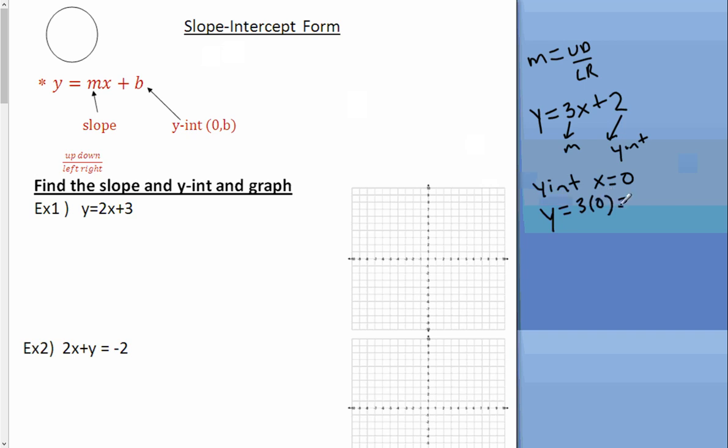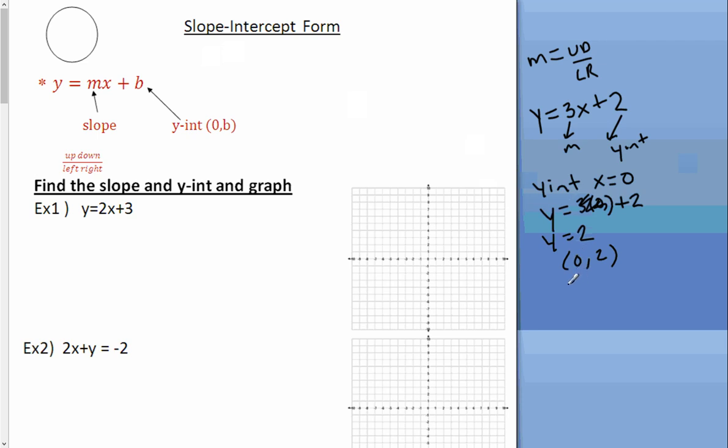because if I put a 0 in for x, then what does y have to be? Well, it's 3 times 0 plus 2. So y is really obvious. That goes away. You're left with 2. So 0, 2. Now, that's the y-intercept, and that's the slope, right? You put those two pieces together, you have all the information you need.